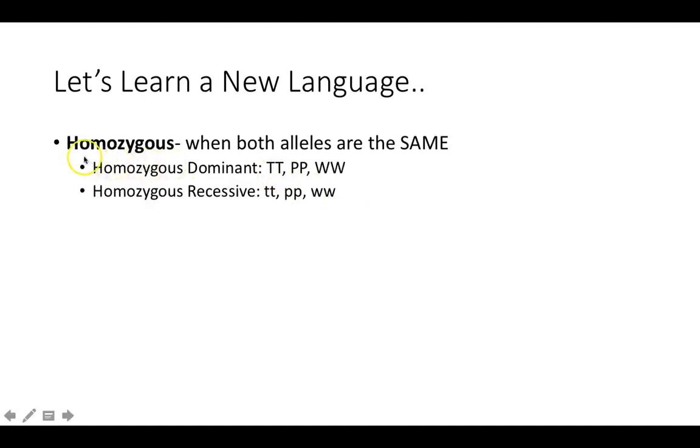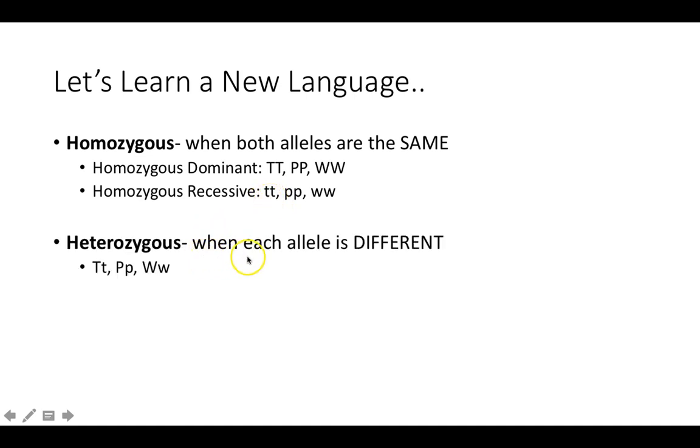Homozygous, remember the prefix homo means same. When something is homozygous, you must follow it with dominant or recessive so you know how to write the two alleles. Homozygous dominant, represented with two capital alleles. Homozygous recessive, represented with two lowercase alleles.